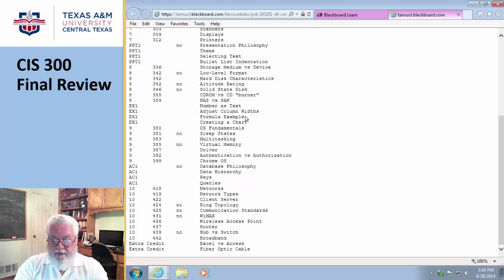The data hierarchy, talking about characters and fields and rows and tables and databases, that kind of stuff. In Access, we talked about how you have a key and a primary key. I may ask you, what on earth is it for? That kind of stuff. Or, how do you make one a primary key? What's the technique to do it? What button do I push to make that work?